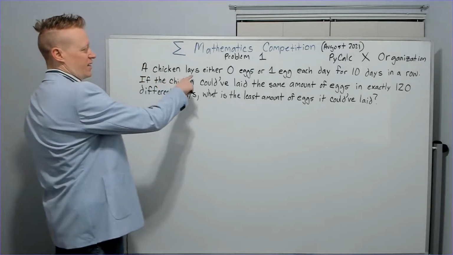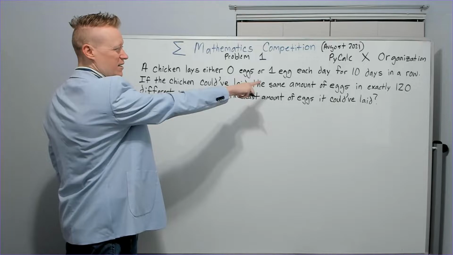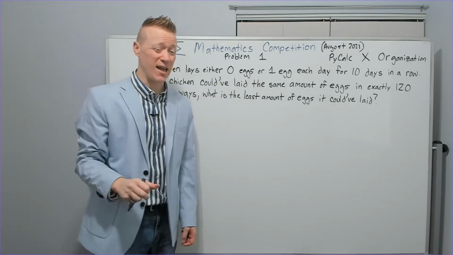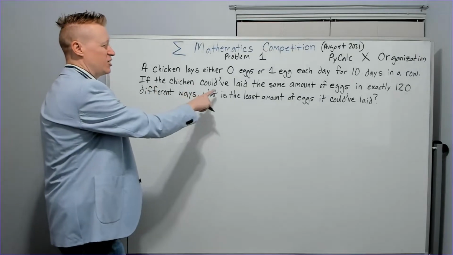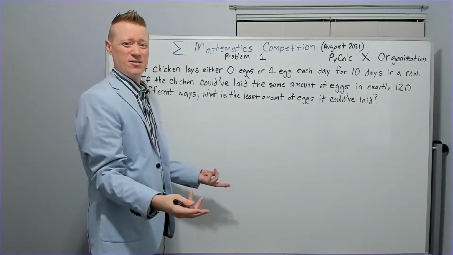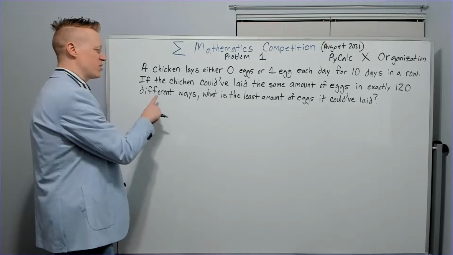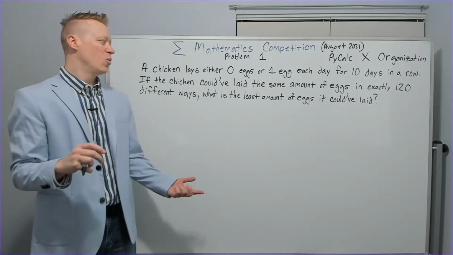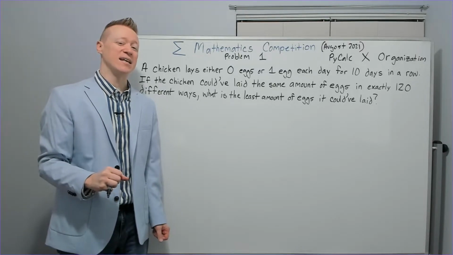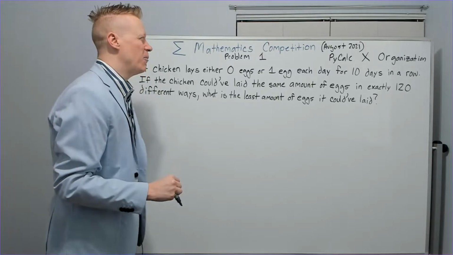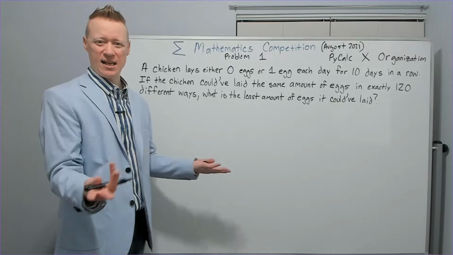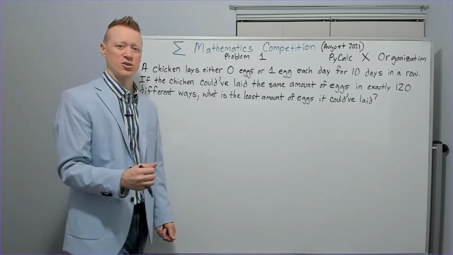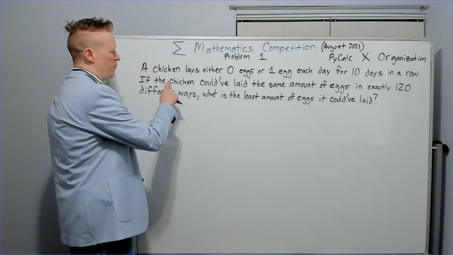A chicken lays either 0 eggs or 1 egg each day for 10 days in a row. If the chicken could have laid the same amount of eggs in exactly 120 different ways, what is the least amount of eggs it could have laid? Okay, by the way, the approximate difficulty of the competition is between AMC and AIME, according to what I last heard. And so, how is this going to work?